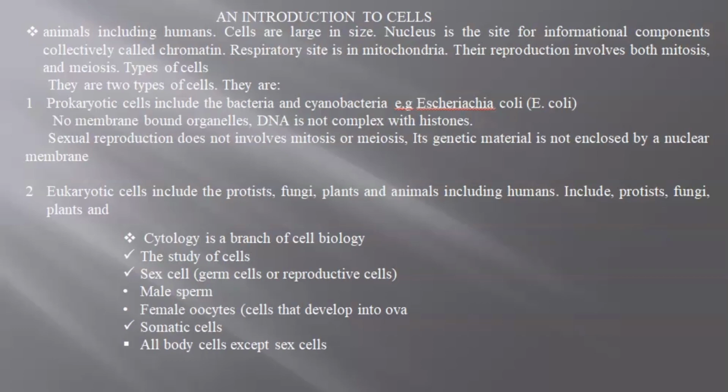They also study male sperm. They study the female oocyte. These are the cells that develop into ova, what we refer to as eggs in the female. And they also study somatic cells. Somatic cells are the division of the organs, and all body cells. All cells in the body, except the germ cells or reproductive cells, they study them.